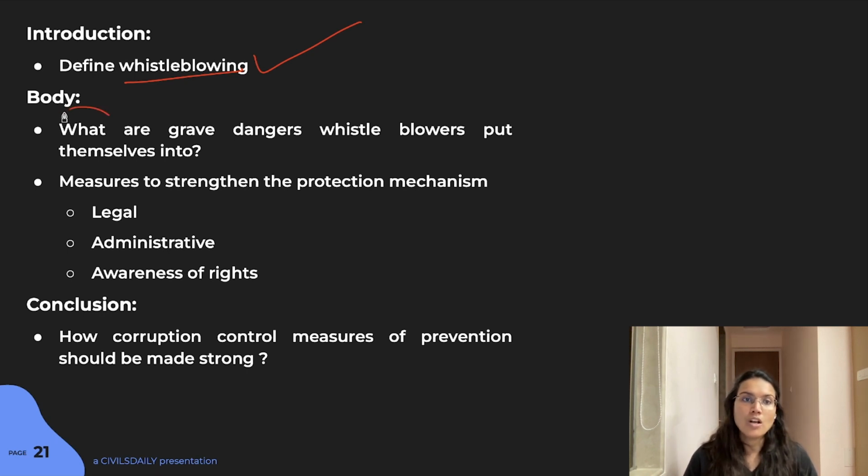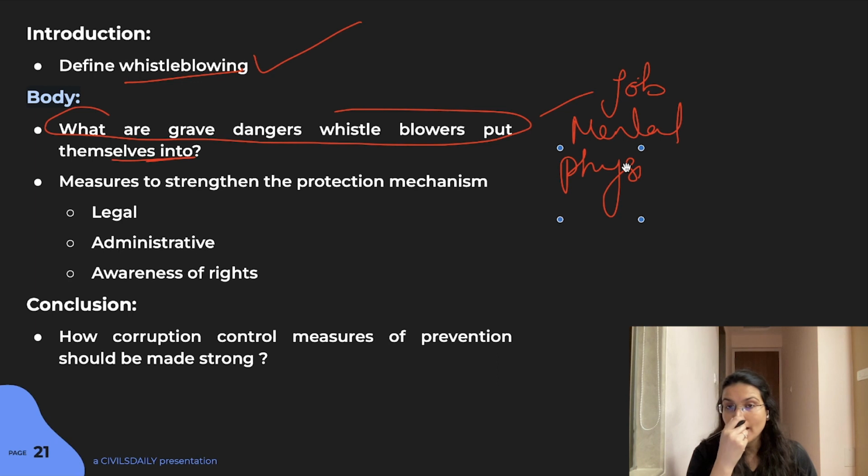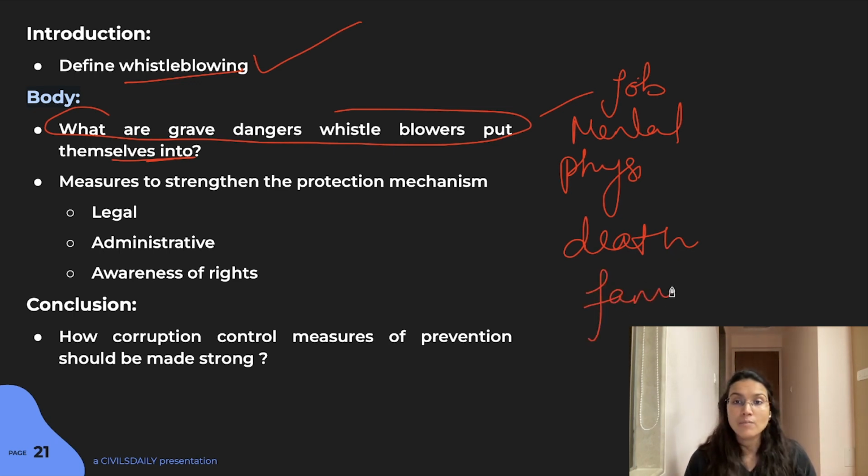Then in the body, you talk about what grave dangers whistleblowers put themselves into. Get multiple angles. Talk about danger to their job, danger to their mental health, like torture, harassment, these kind of things. Physically also, right? Like sometimes violence can happen, they can be beaten up. Like the ultimate is obviously the death that can happen. And also family can sometimes be tortured, and you put your family also through that trial. So these are the multiple grave dangers that a whistleblower can put themselves into.